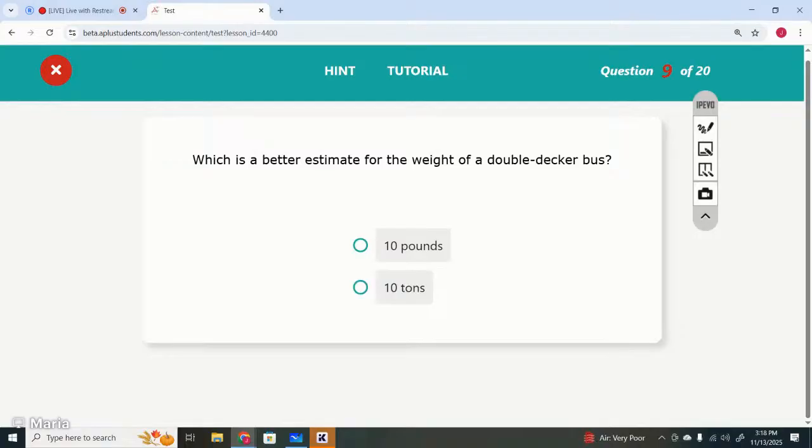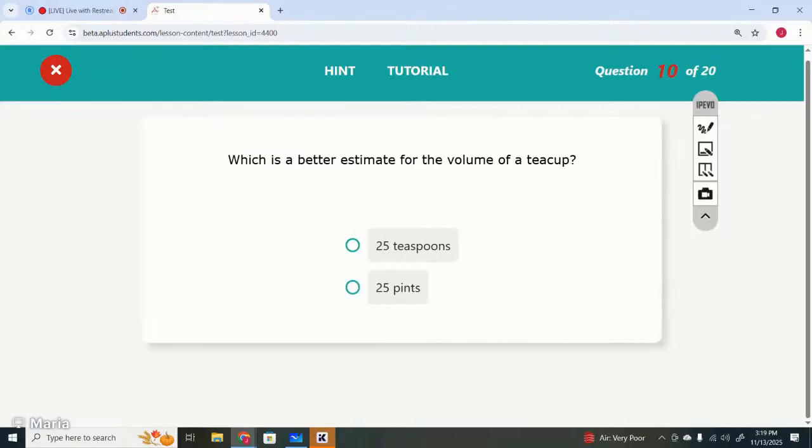Which is a better estimate for the weight of a double decker bus? The weight of the double decker must be 10 tons. Option number 2 is the correct option.